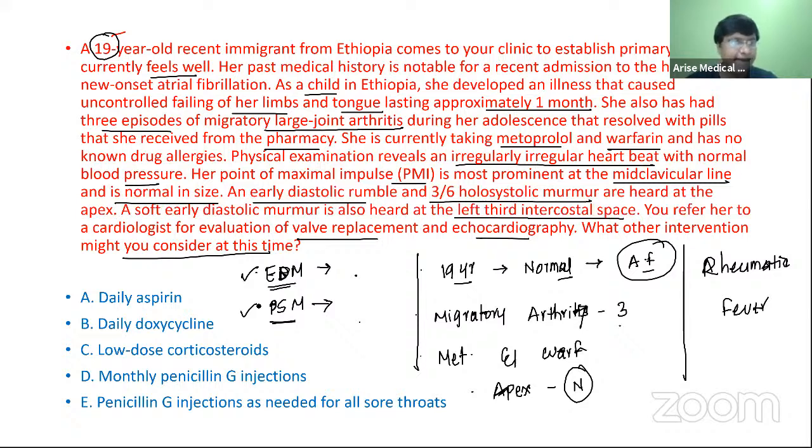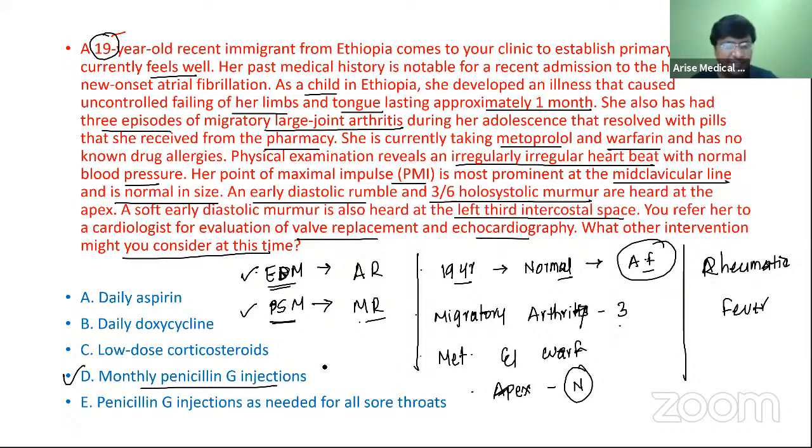Yes. Early diastolic murmur, you will have this in aortic regurgitation. Pansystolic murmur, you will have this in mitral regurgitation. Okay, so this is a classical case of rheumatic fever with valvular involvement. So in these patients, the additional intervention is that you need to give monthly penicillin G injections, right? Monthly penicillin G injections.